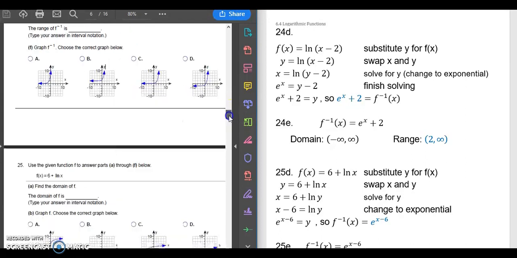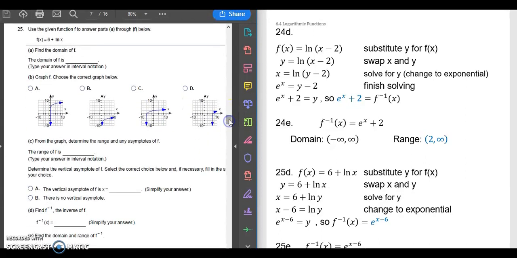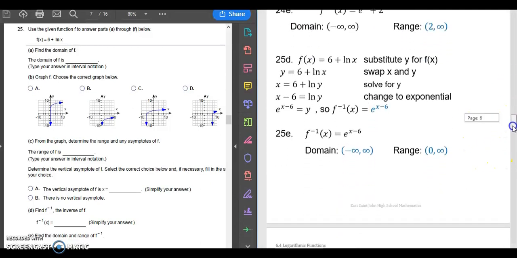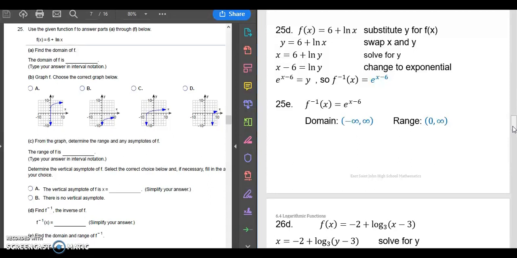Number 25 is a similar scenario. We need to start out with the original function, finding the domain, the range, and the rest of the information that goes along with it. So remember, the argument of your logarithm has to be greater than 0. In this case, it would just be x is greater than 0.